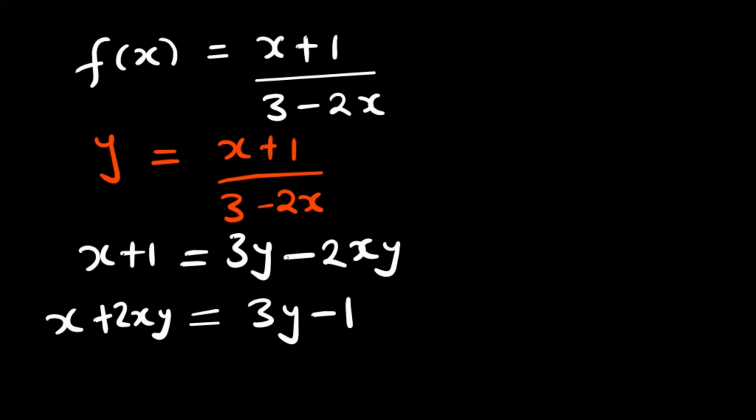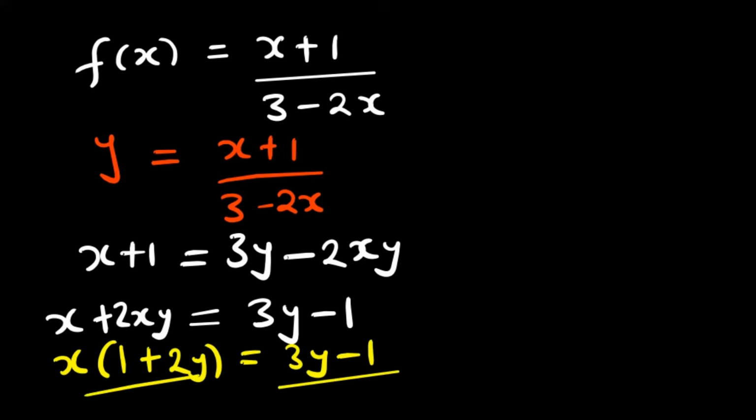Now I'm supposed to make x the subject of the formula. So first I need to factorize this expression. You're able to see that x is common on both terms, so I'm going to take out the x. Where there is x here, it will have 1 plus 2y, which is equal to 3y minus 1. For me to remain with my x, I'm supposed to divide by 1 plus 2y on both sides. Therefore, my x will now be equal to 3y minus 1 over 1 plus 2y.